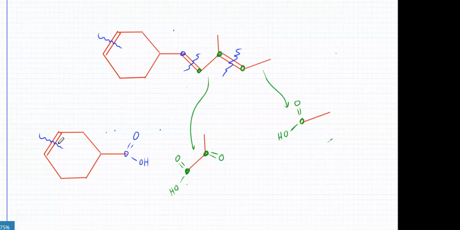What about this double bond? This double bond would also break. What's going to happen to these two carbon atoms? The double bond is going to break. The two carbon atoms are each bonded to just a single carbon chain. So they'll turn into a carboxylic acid molecule as well.